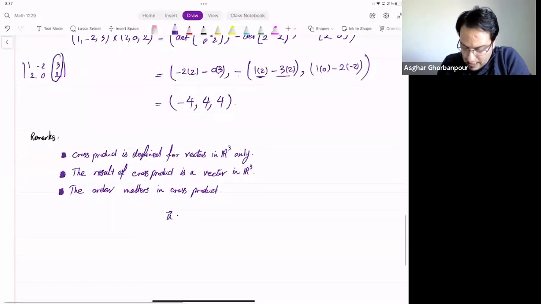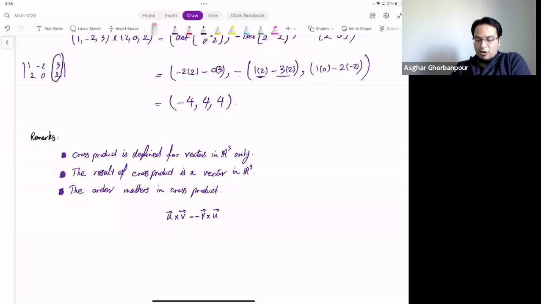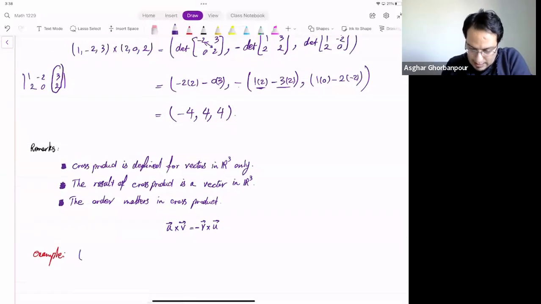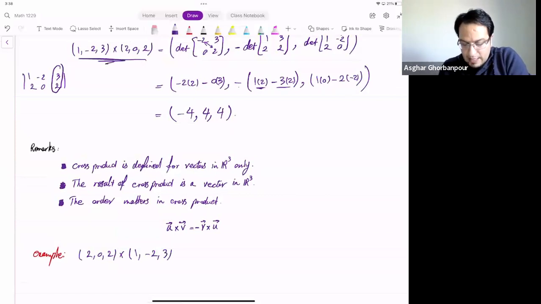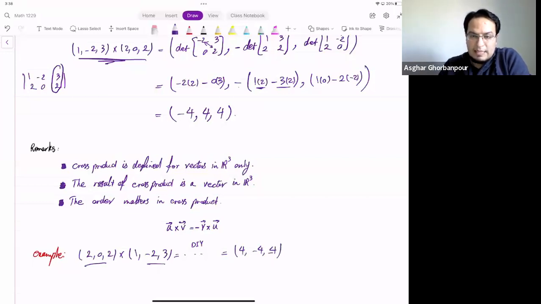In other words, we have a more precise description of what will happen. If you switch the order, so you do v cross u, the result will be the negative of what you have. Do you see the example that I did before? The result is negative 4, 4, and 4. Now, if I switch the order, this is good practice, do it yourself. You will see that you're getting 4, negative 4, and negative 4. That's a very important property that you should keep in mind.